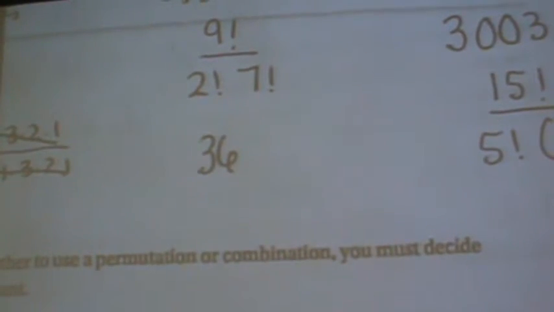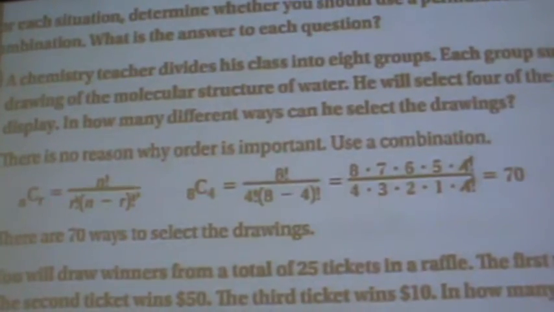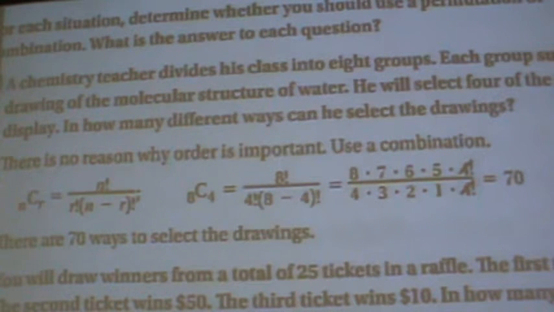So, when you're doing a permutation or a combination, you have to know if order matters. Here's 2 examples of when order matters and doesn't. For A, you've got a chemistry teacher dividing the class into 8 groups. Each group is going to submit a drawing, and the teacher's going to select 4 of the drawings to display. Does order matter? No. Doesn't matter how this teacher picks the 4 drawings and displays them.